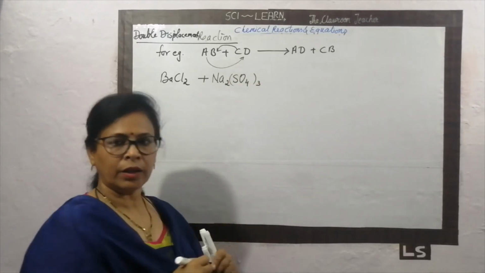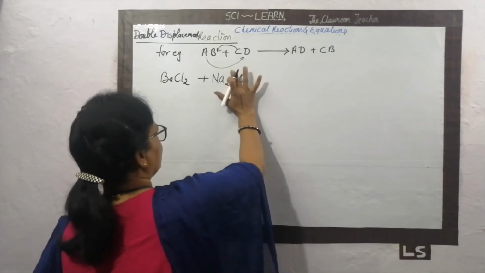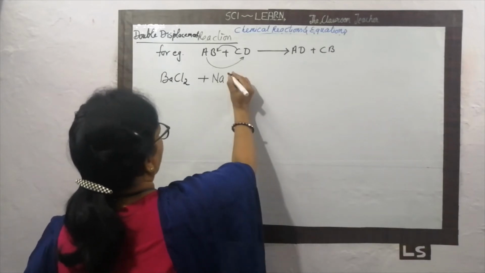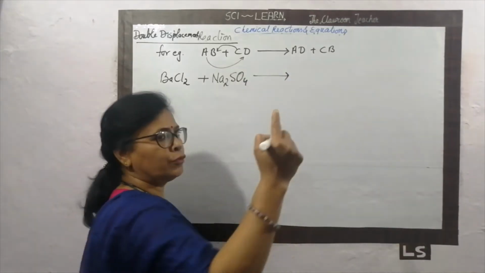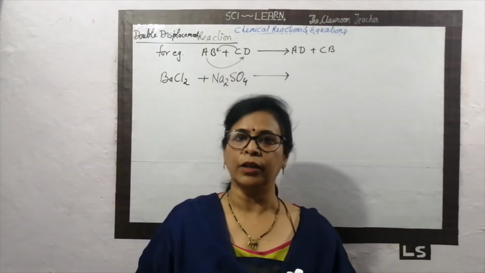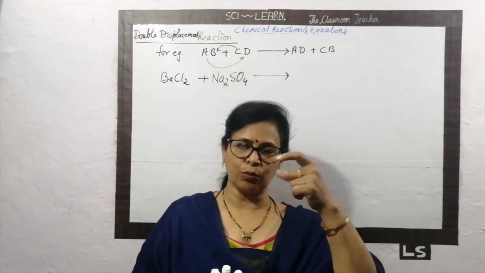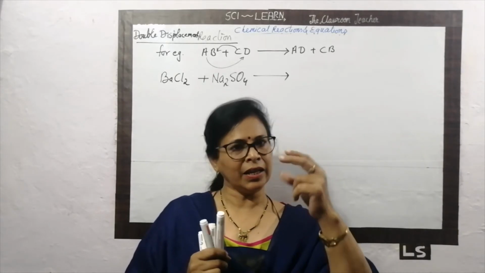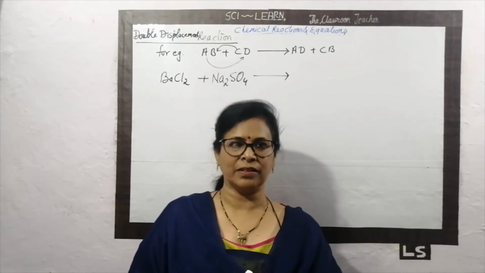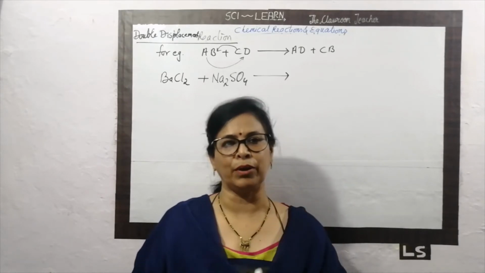Okay, it is Na2SO4. Barium chloride combines with sodium sulfate. Now check the position of sodium and barium. What is the position of sodium and barium in the reactivity series? They are just one place apart. Sodium is placed in the second place and barium is just below in the third place. They both are highly reactive, but barium is less reactive as compared to sodium.